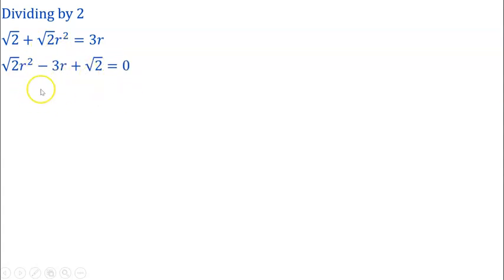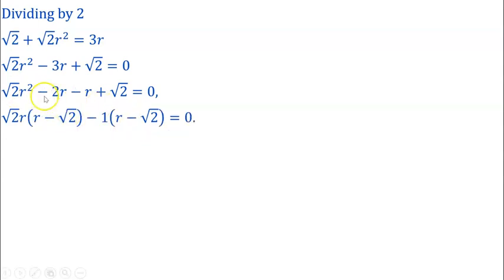And next, this is the quadratic equation in r, that is root 2 into r square minus 3r plus root 2, that's equals to 0. Okay, and their factors are root 2 into root 2, then you will get 2. Then what are the two numbers whose sum is minus 3 and the product is 2? The numbers are minus 2 and minus 1, and hence the factors here, that is root 2 into r square minus 2r minus r plus root 2 is equals to 0.